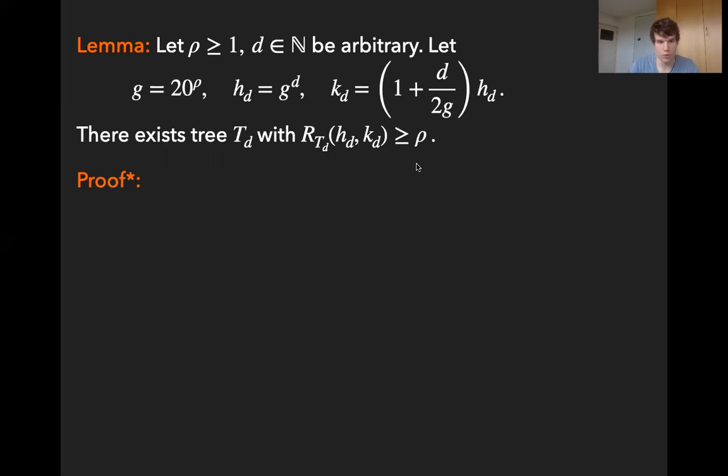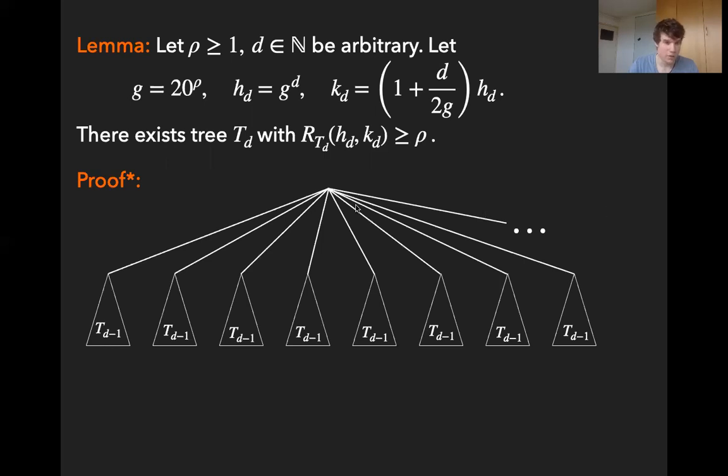So the proof works as follows, and I have a little asterisk here, which I will explain later. So we need to construct this metric space T_d, this tree. It looks as follows. We have a root, and the root has infinitely many children. And at each child of the root, there is a subtree of type T_{d-1}. T_{d-1} is just the subtree induced by the induction hypothesis, or when d is 1, then T_{d-1} is just a single point.